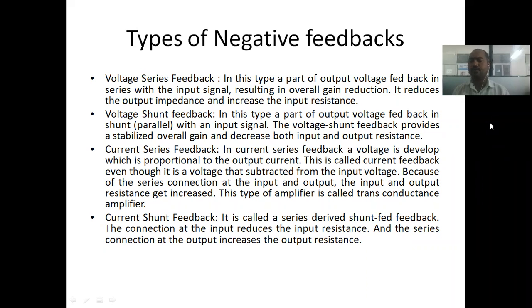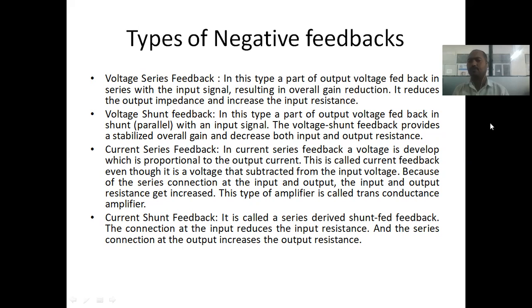When the input signal and the feedback signal are out of phase, that feedback is called negative feedback. Negative feedback reduces the gain of the amplifier. Gain reduction is not acceptable, but negative feedback is still preferred in amplifiers. The reason is that when you use negative feedback, the gain is reduced, but it is stabilized. Stabilized indicates that it does not vary with respect to time. That's why negative feedback is preferred in amplifiers.